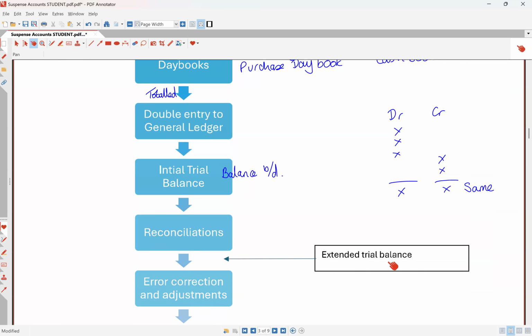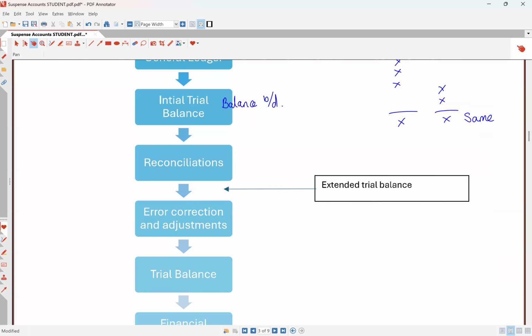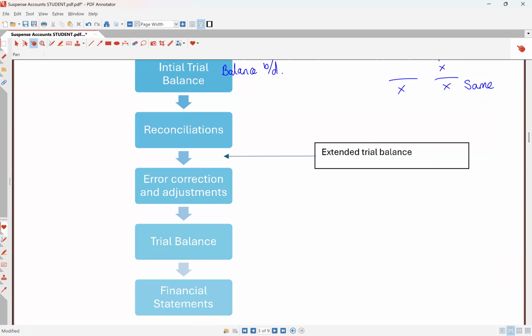And if you're level 3, don't worry if you're level 2, you won't have seen this yet. If you're at level 3, we'll carry out an extended trial balance where we put those error corrections in. Once we've spotted the error and corrected it, then we do our final trial balance. You should get your debits and credits matching, and we get financial statements out the back of it. We get our profit and loss and our statement of financial position, the balance sheet.